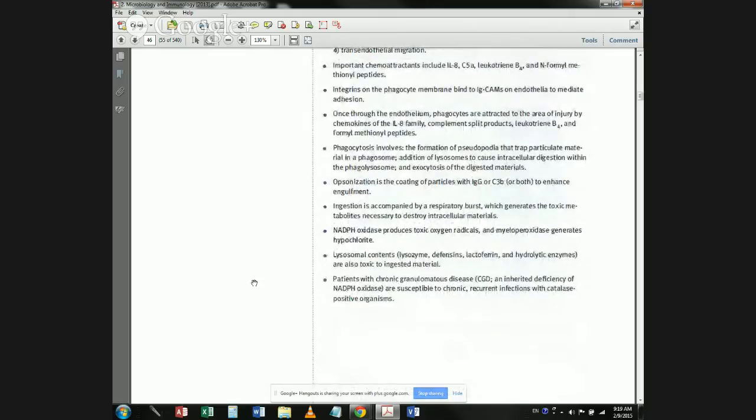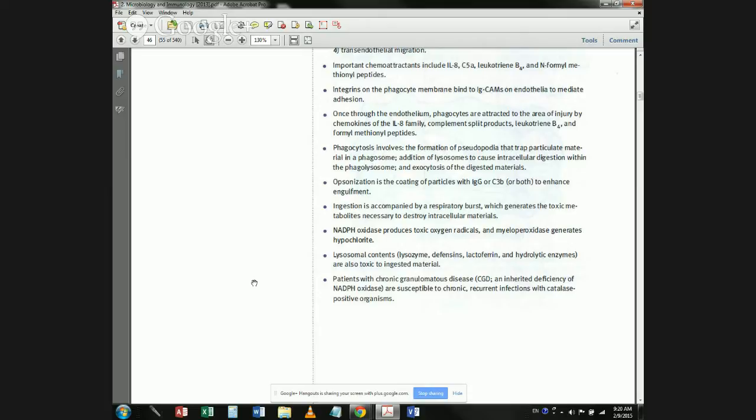In phagocytosis, you have the formation of pseudopodia that trap particulate material in the phagosome. That happens because, in macrophages anyway, you have CD18, the Fc binding site of IgG, and you have the C3b receptor, which binds to the C3b opsonin bound to the microbe. Thus you bind that and form a phagosome around it. Addition of lysosomes, and you engulf it entirely. You end up with a phagosome with NADPH oxidase on it, and then the lysosomes cause intracellular digestion within the phagolysosome, and exocytosis of the digested material.